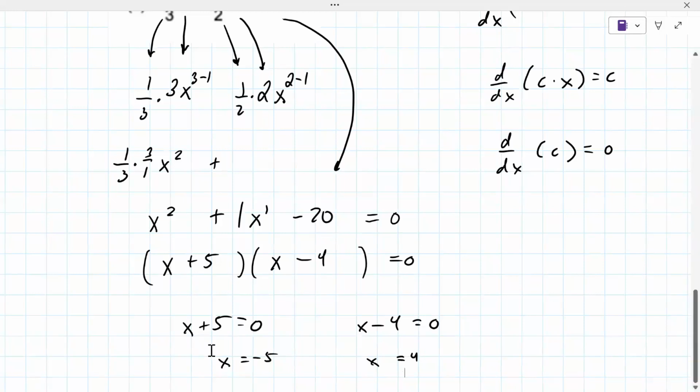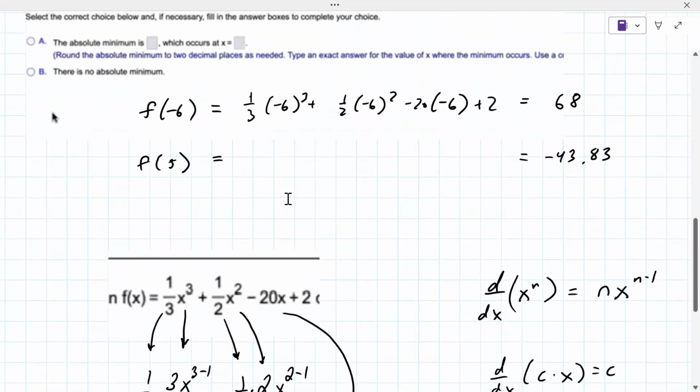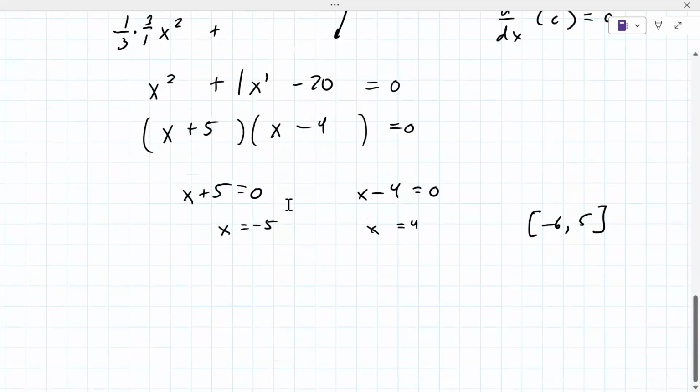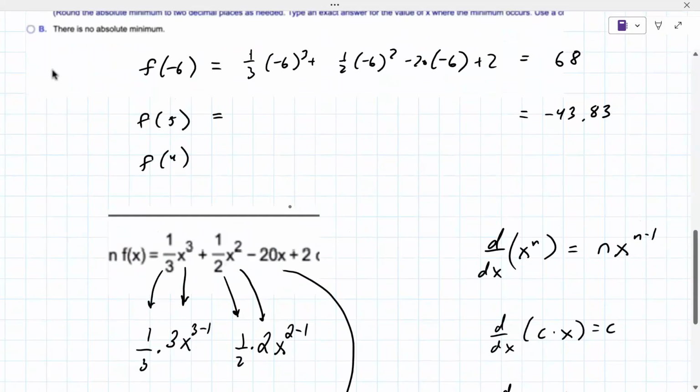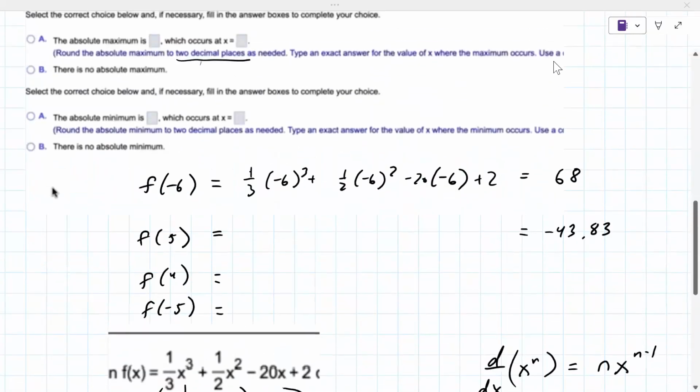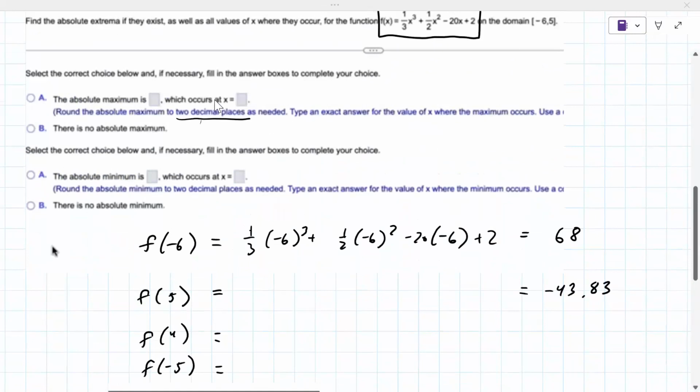All right, now you have to check whether any of these numbers are in the original interval. The original interval was from -6 to 5, so these are both in that interval. So you have to check them both in the original. You go back up here and find f of 4 and f of -5. Those are what are called the critical points. As well as -6 and 5. Yes, you always check the two endpoints you're given to start with, and then you also have to check any critical points.